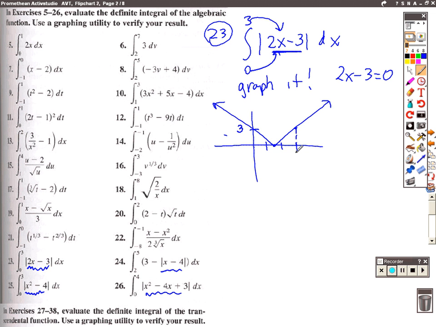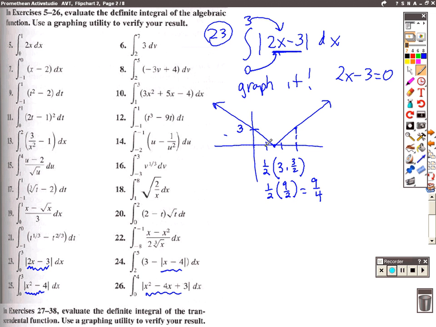So you'll notice I have two triangles. This is 3 by 3 halves. So we have 1 half of 3 times 3 halves. So that gives me 1 half of 9 halves, which is, when I multiply, 9/4. Now we know that this has the same amount of area, don't we?